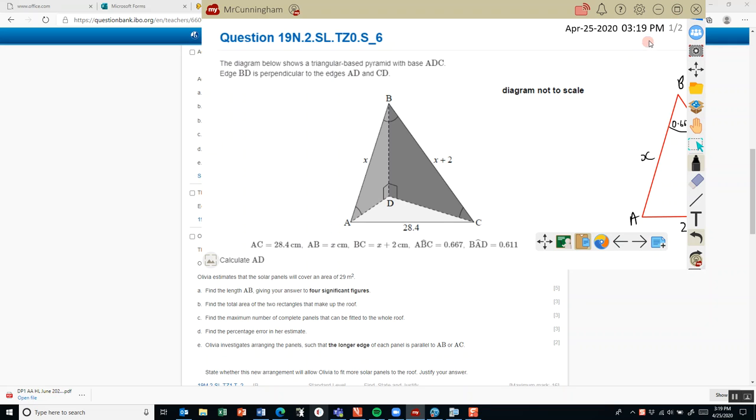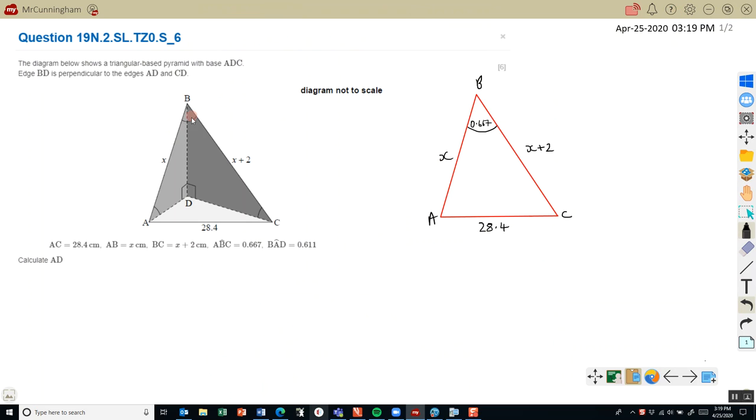Okay, DPs, this is the solution to this exam question, which is worth 6 marks and was on one of the ed puzzles. So we are given this triangular base pyramid. AC is 28.4. This side is x. This is 2 more. We're told that the angle ABC is 0.667 and angle BAD, this one here, is 0.611, and we have to find the length of AD.